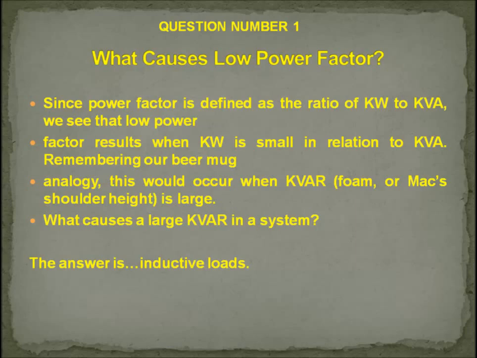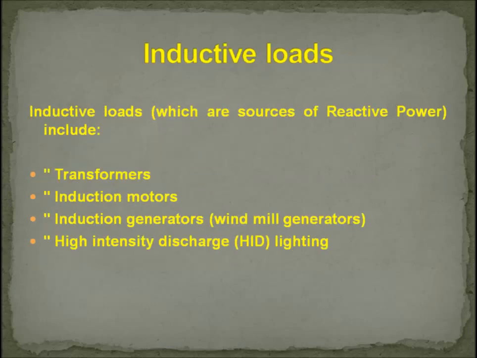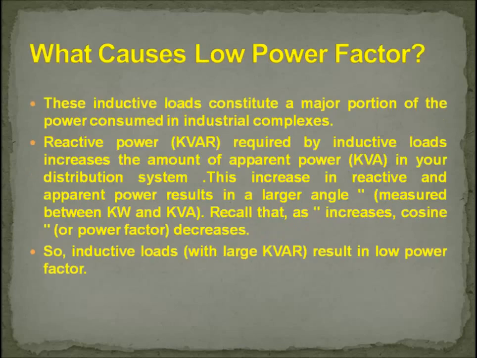What causes a large kVAR in a system? The answer is inductive loads. Inductive loads, which are sources of reactive power, include transformers, induction motors, induction generators, windmill generators, and high-intensity discharge (HID) lighting.